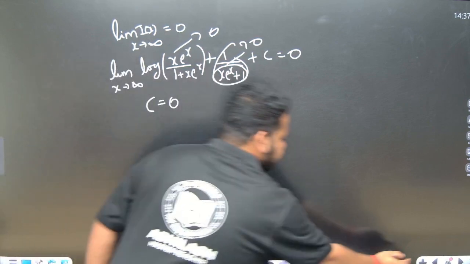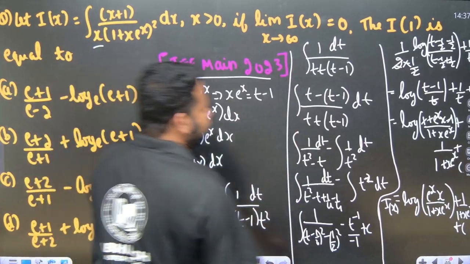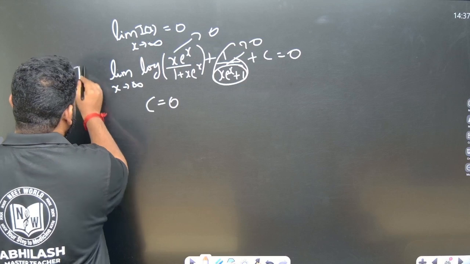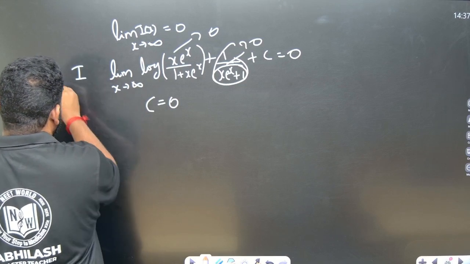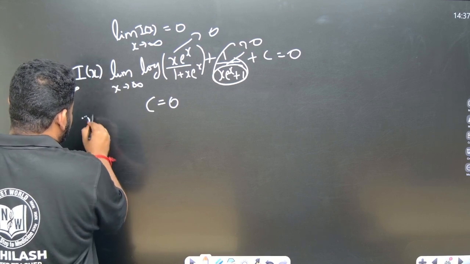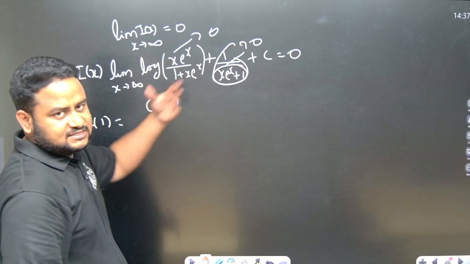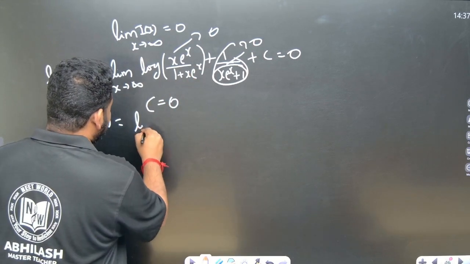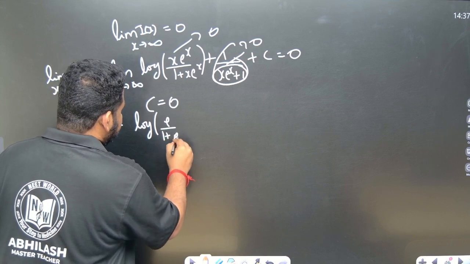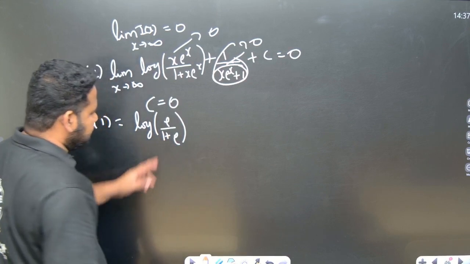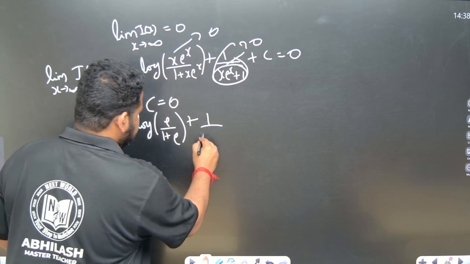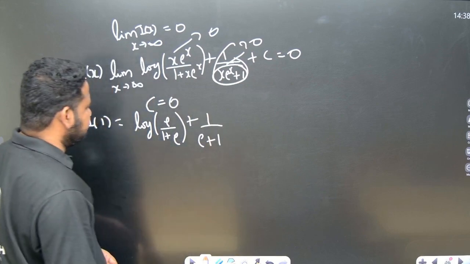Now we have to find out the value of I of 1. We already got the value of c is equal to 0. This is the limit as x extends to infinity of I of x. Now we have to find I of 1. For this, wherever x is there, I have to put 1. So this will become log of 1 into e power 1 divided by 1 plus x into e power 1, that is nothing but e by 1 plus e, plus 1 by e plus 1. So this is what we get.